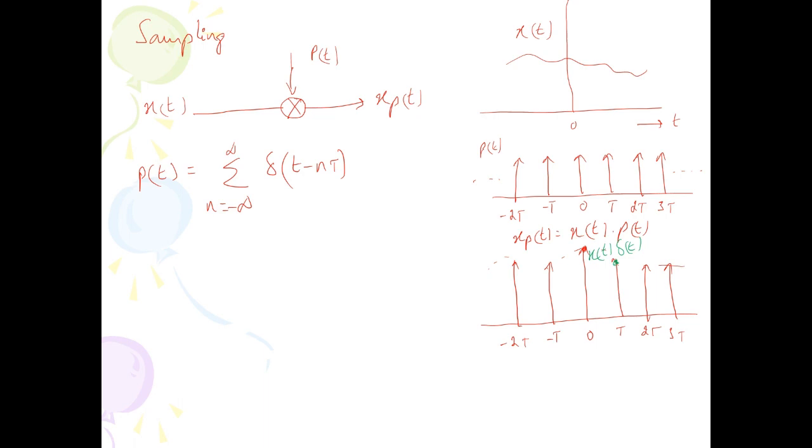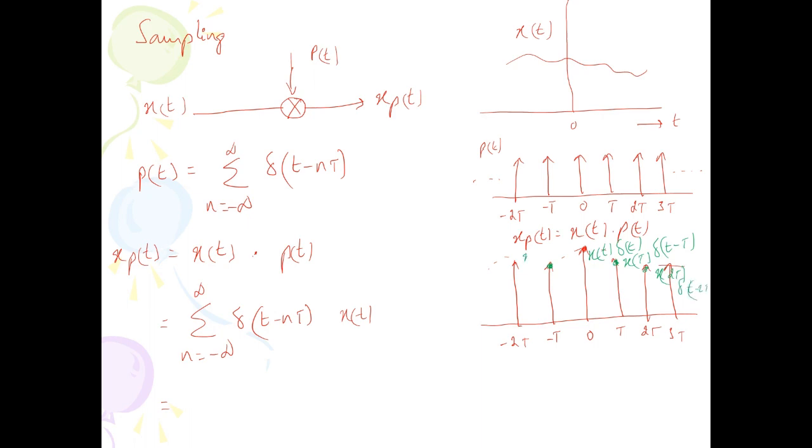Now this is multiplied by x of t, that is x p of t is equal to x of t into p of t, which is equal to the summation of delta of t minus nT, n equal to minus infinity to plus infinity, into x of t. Once you observe this, after multiplying with the periodic impulse train, each pulse value has been changed. Now this is x of t into delta of t. What is this value? x of T into delta of t minus T. And this value is x of 2T into delta of t minus 2T.